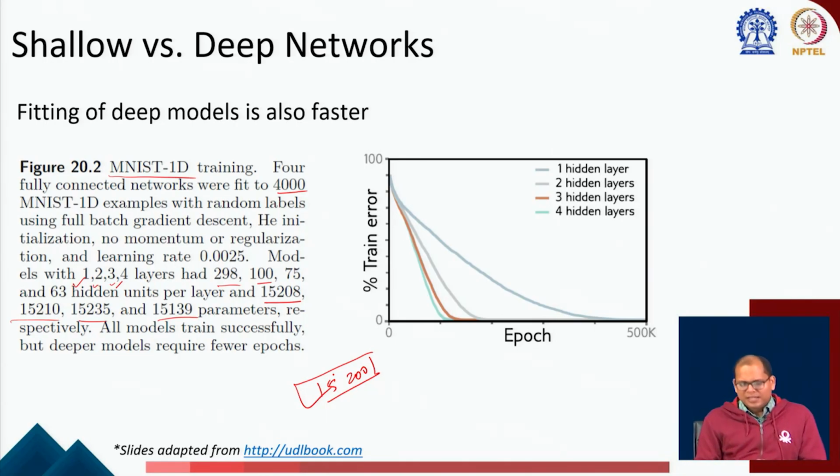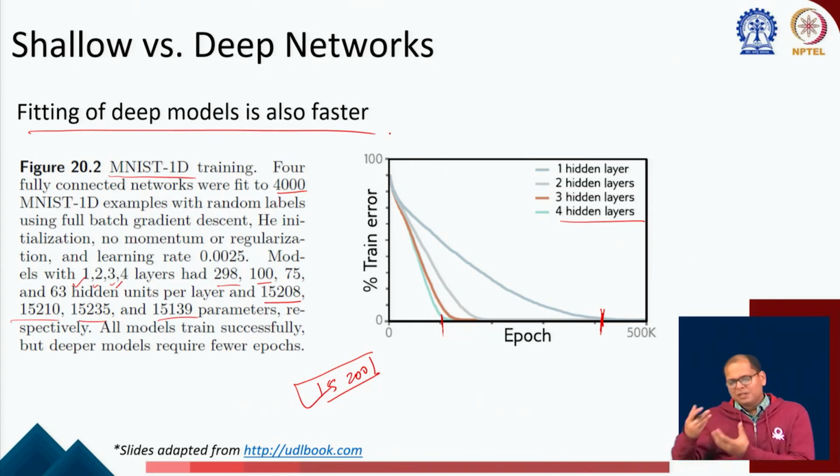Now you are trying to see how many epochs, that means iterations over the entire data, you need to get a very low training error. What you can see is that if you have 4 hidden layers, the number of epochs is much smaller compared to the other networks where you have just one hidden layer. So you need many more epochs compared to when you have 4 hidden layers. That is another dimension of efficiency: deep neural networks are able to converge faster. You can fit a deep neural network much faster than a shallow neural network.